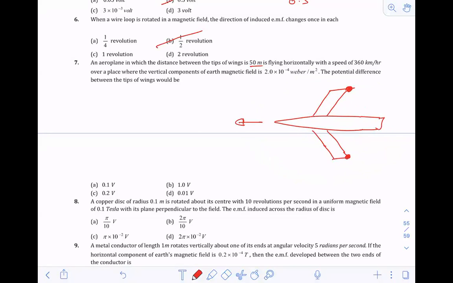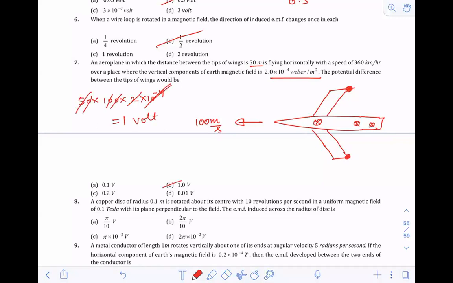So 360 kilometers per hour means how much? So it will be 100 meters per second. And vertical component of magnetic field is, vertical component means perpendicular to this plane. Perpendicular to this plane will be like this, going into the paper. Okay, magnetic field is given to me. Just multiply everything now. 50 into 100 into 2 into 10 to the power minus 4. So this also gets cancelled. So 1 volt.